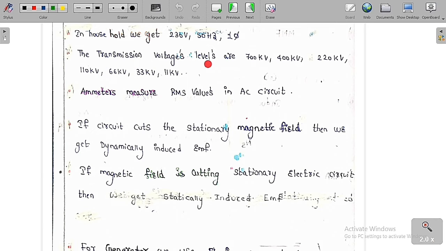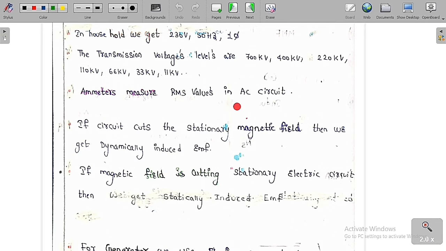The transmission voltage levels are 700 kV, 400 kV, 220 kV, 110 kV, 66 kV, 33 kV and 11 kV. These are the transmission voltages present right now in India.